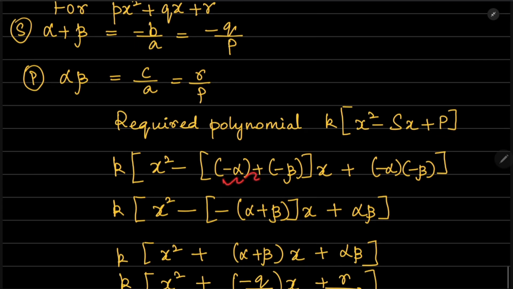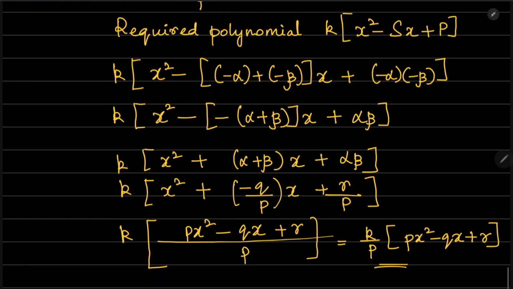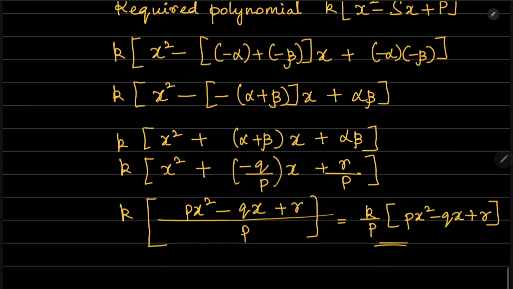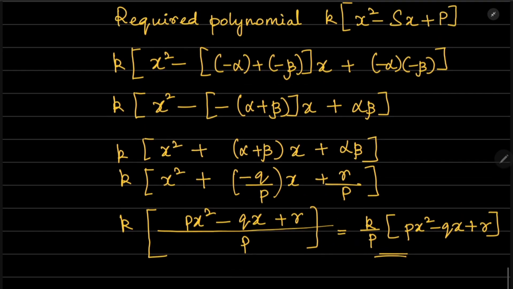Just replace the sum with the zeros minus alpha and minus beta, and the product also. Finally, when you have everything of the form alpha plus beta and alpha beta, replace the values, that is minus q by p and r by p, and then solve it and you will get the required polynomial. Now this required polynomial has the zeros minus alpha and minus beta. This is your final answer. I hope it is clear.